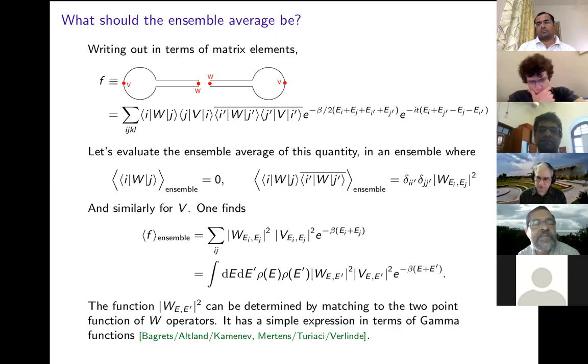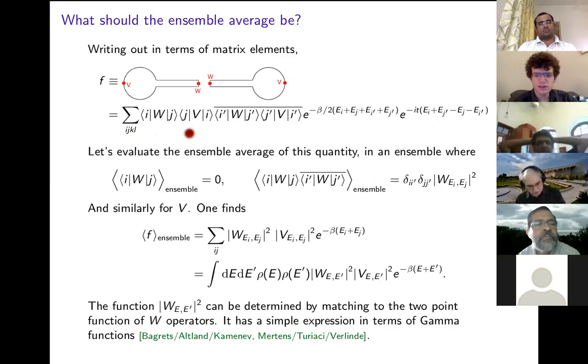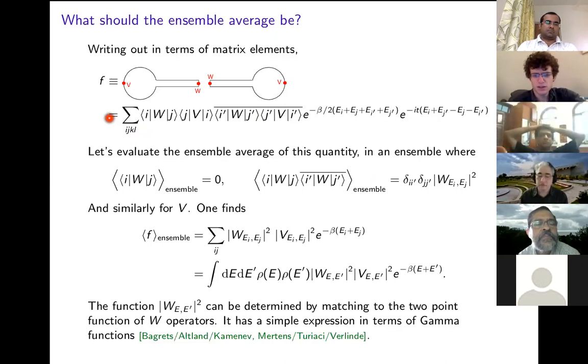Is that a correct way? Well, I think it's a reasonable idea, but it turns out not to be true for this quantity. This is a quantity that is not self-averaging. The logic that you were proposing would be correct for a quantity that is self-averaging. In that case, you can replace this ensemble here by just the sum over i and j. That's a good enough ensemble.